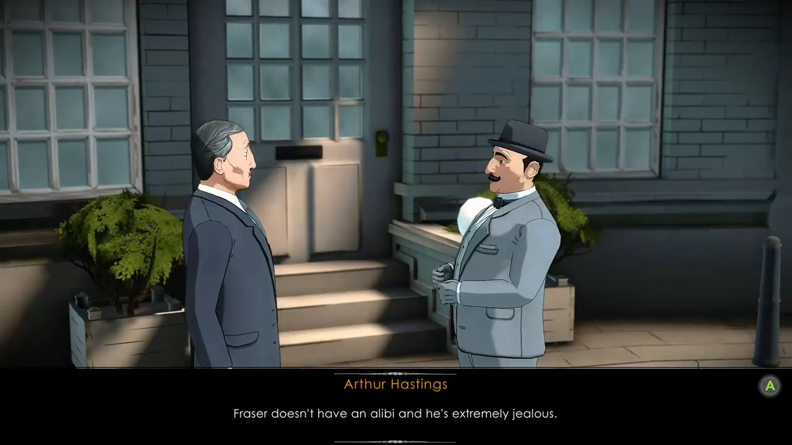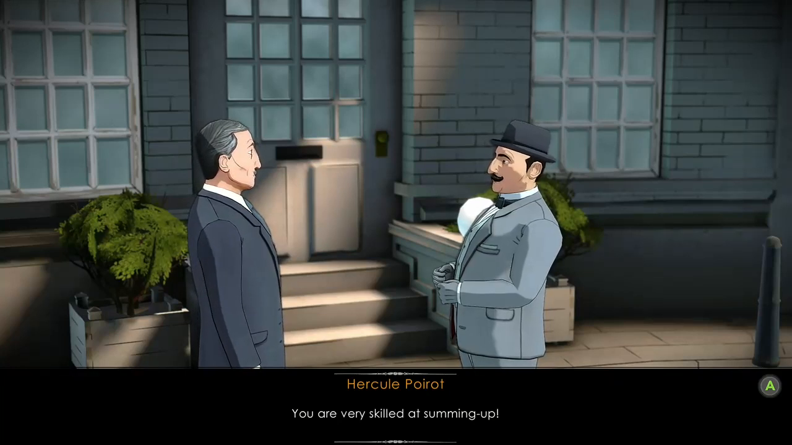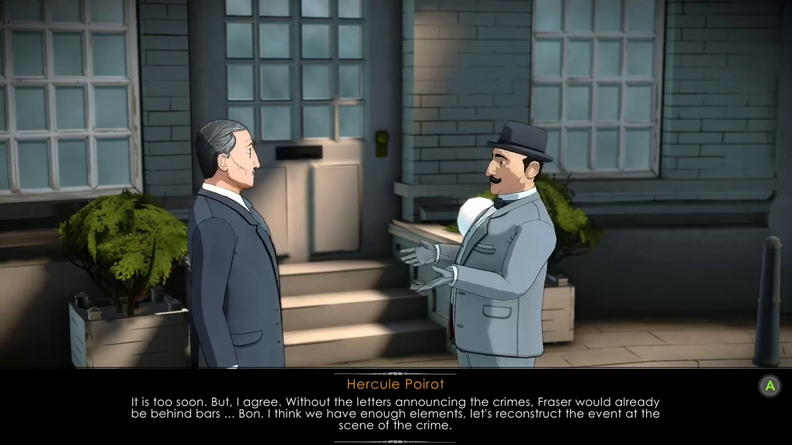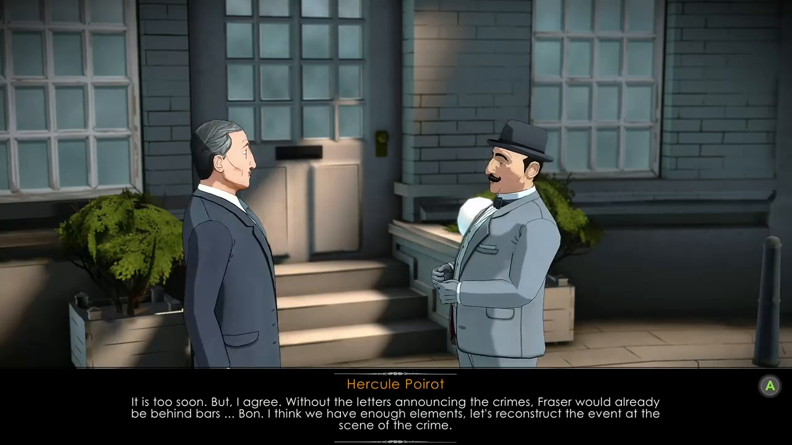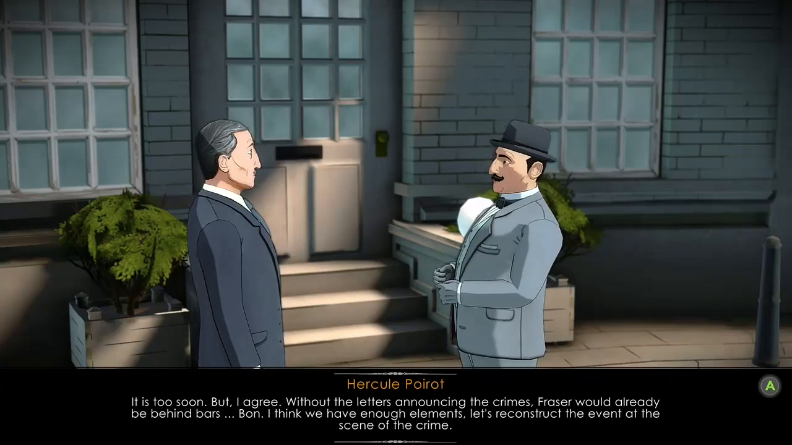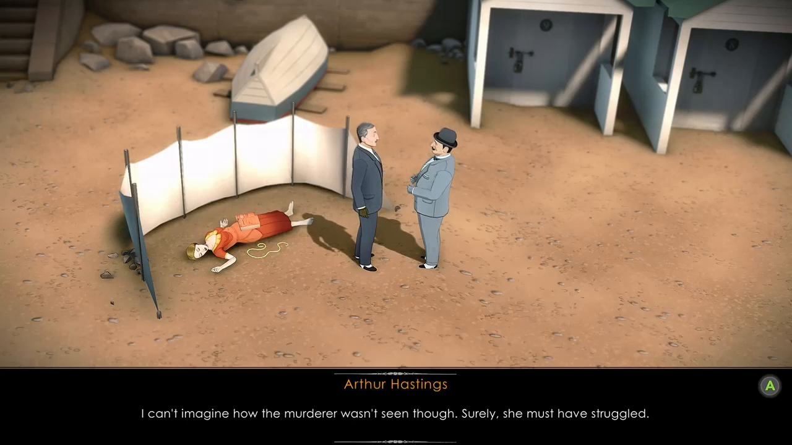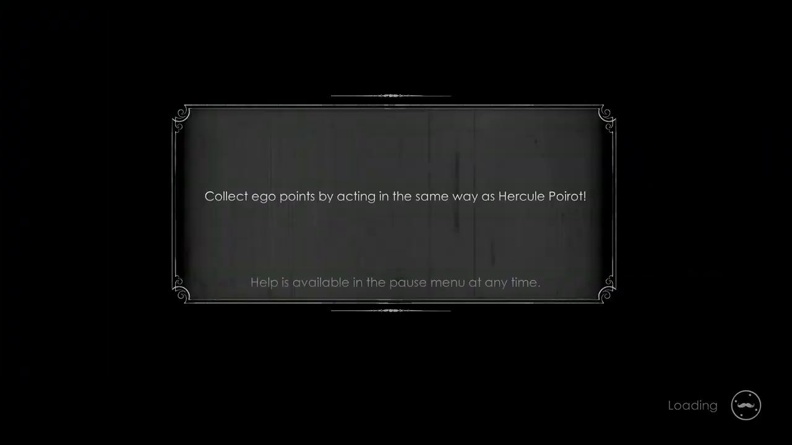Fraser doesn't have an alibi and he's extremely jealous. You are very skilled at summing up. And yet you haven't asked Japp to arrest him. It is too soon. But I agree, without the letters announcing the crimes, Fraser would already be behind bars. Bon, I think we have enough elements. Let's reconstruct the events at the scene of the crime. I can't imagine how the murderer wasn't seen, though. Surely she must have struggled. Let us try and imagine the scene. What if they were in one of the bungalows? You know, getting hot and heavy, out of sight.